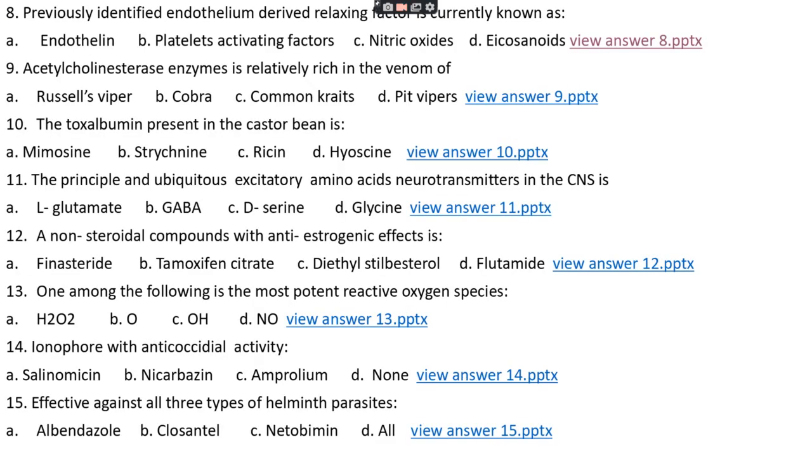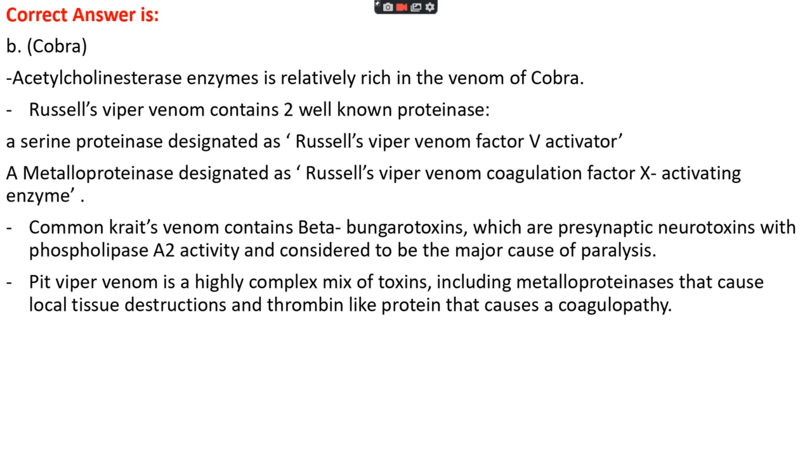Question number 9. Acetylcholinesterase enzyme is relatively rich in the venom of option A, Russell's viper, option B, cobra, option C, common krait, option D, pit viper. The right answer is option B, that is cobra. Acetylcholinesterase enzyme, which mainly breaks down acetylcholine, is mainly rich in the venom of a cobra.